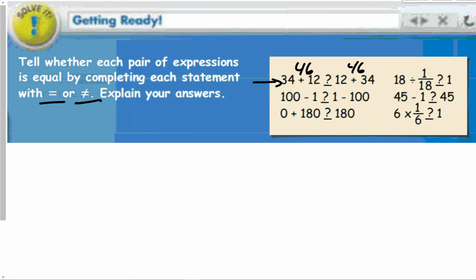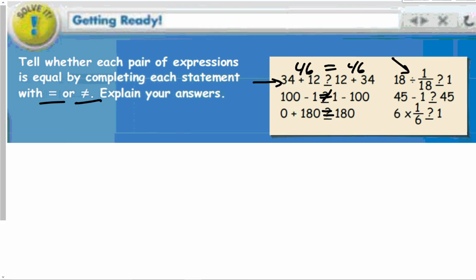If we look at the next one, 100 minus 1 is 99, but 1 minus 100 is negative 99. Well, so first of all, the first one's equal. This one is going to be not equal. 180 plus 0, or sorry, 0 plus 180 is still 180, so that's going to be equal.